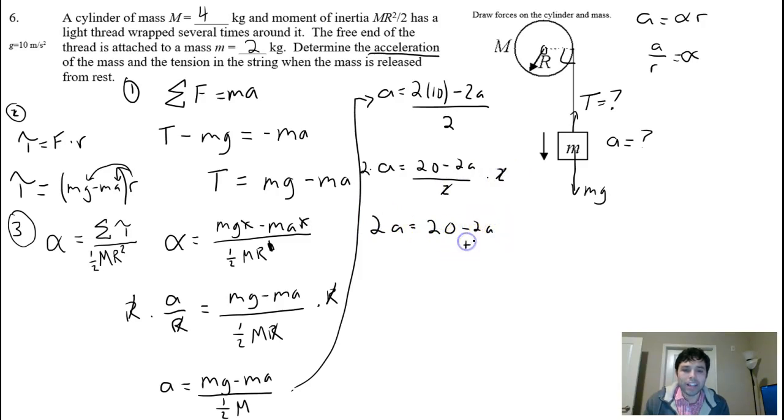I'm going to add 2a to both sides to cancel this side's a's. Right now I get all the a's on one side. I want the a's all together, right? 2a plus 2a is 4a equals 20. Divide by 4. These 4's cancel. a is 5 meters per second squared, and I'm already in the right units.